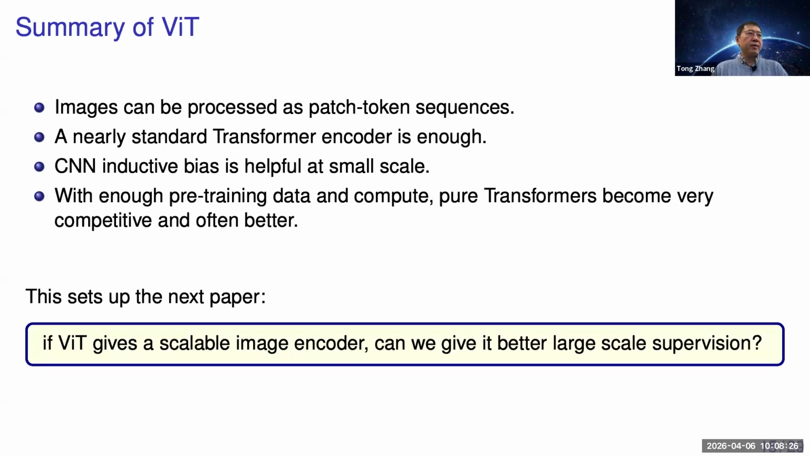The next paper: if ViT gives a scalable image encoder, can we give it better large-scale supervision? So this answers a different question. We will go beyond the fixed label to arbitrary, so-called open domain classification. Basically, you can classify whatever you want. This is done through image text alignment.